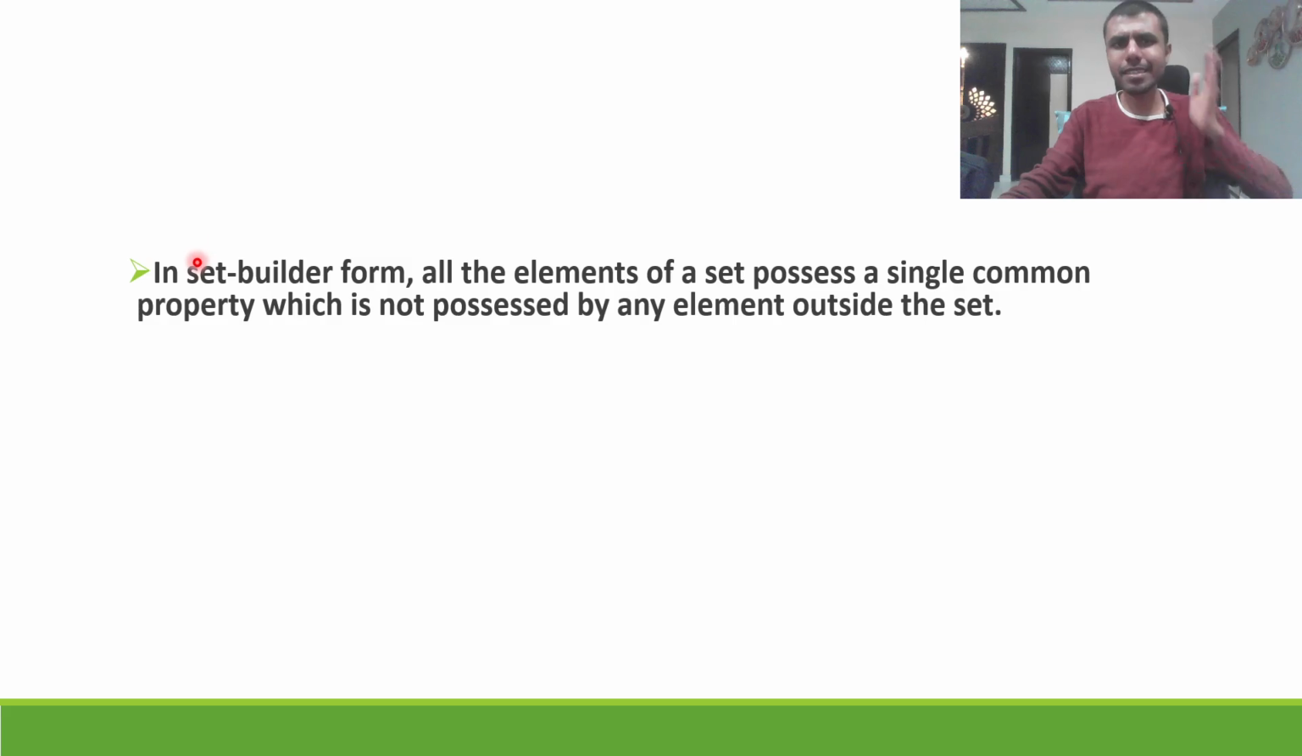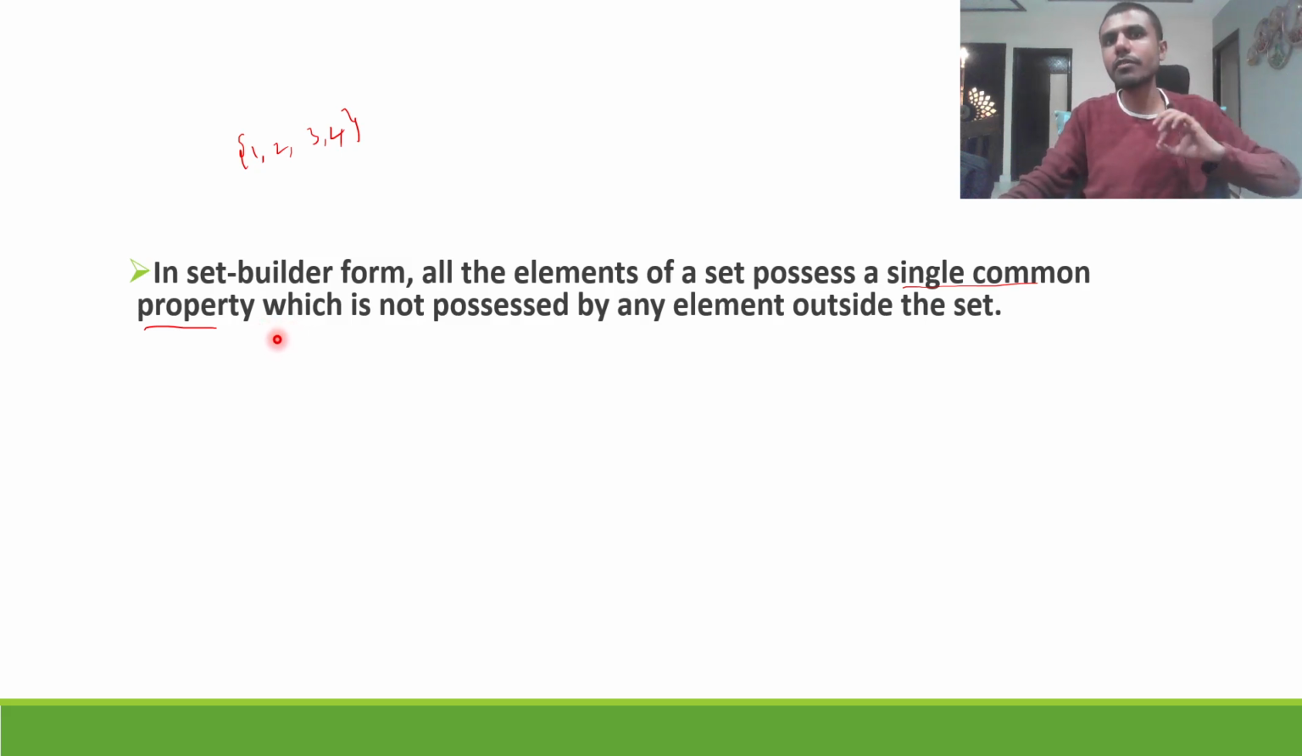What exactly is the set builder form? In set builder form, all the elements of a set possess a single common property which is not possessed by any element outside the set. That means, in general you will see some trend in a set. For example, let's say you have 1, 2, 3, 4. Now what is the trend that you see in this set? That these are the first 4 natural numbers. That is my pattern, that is the single common property.